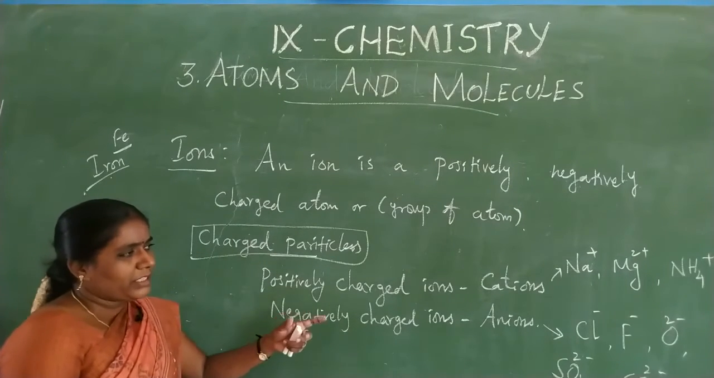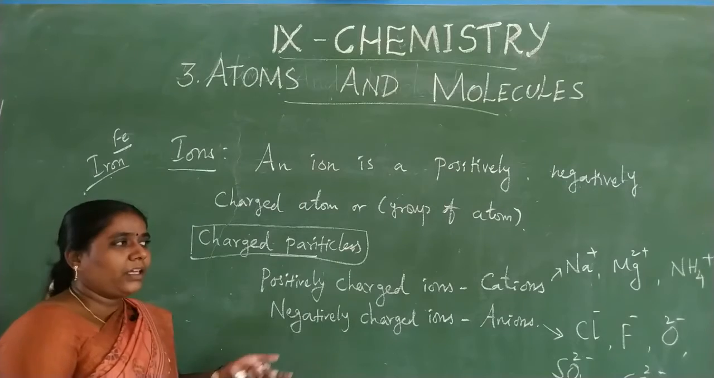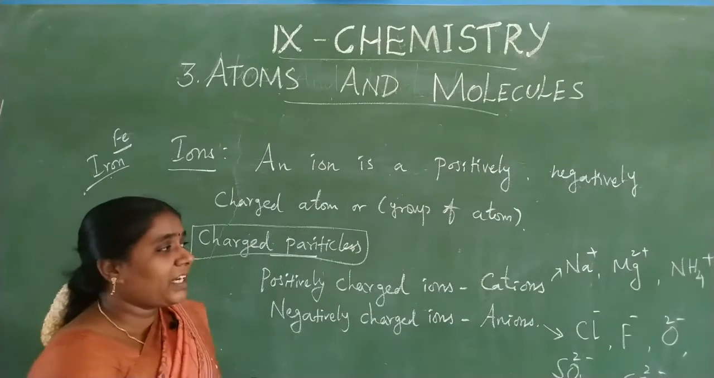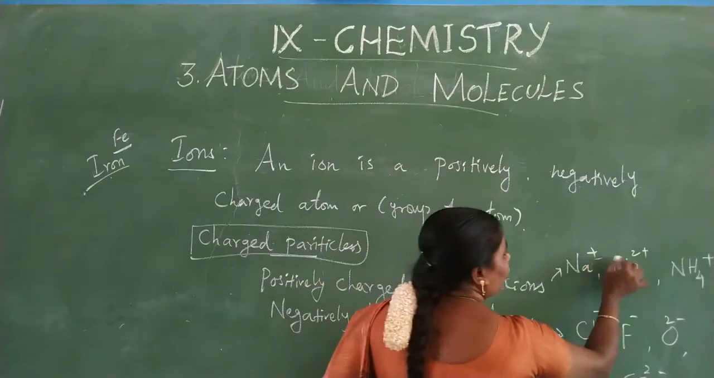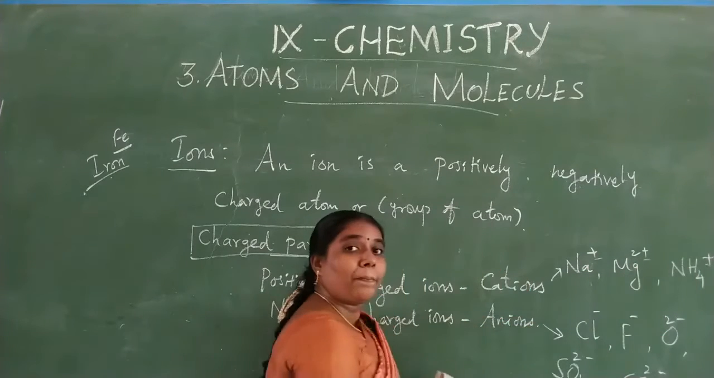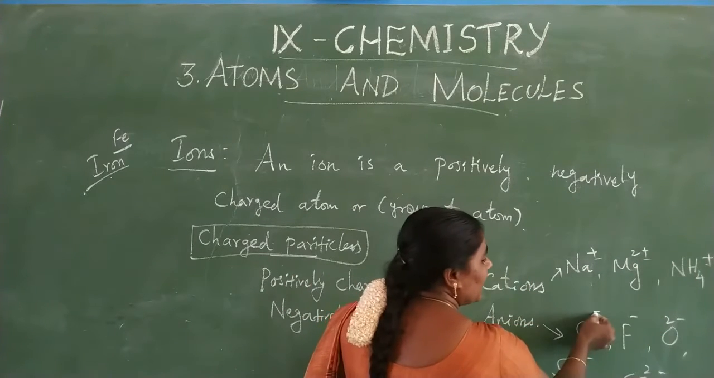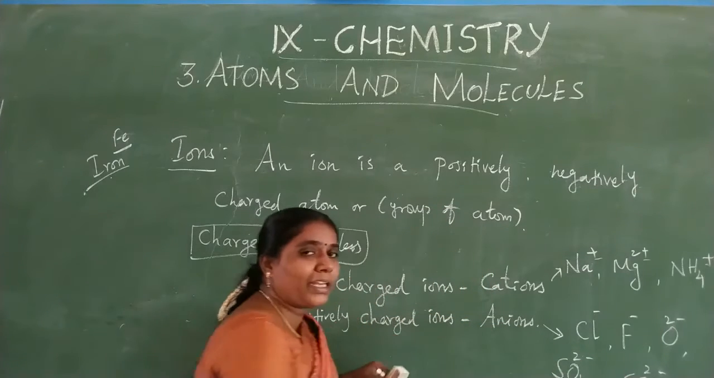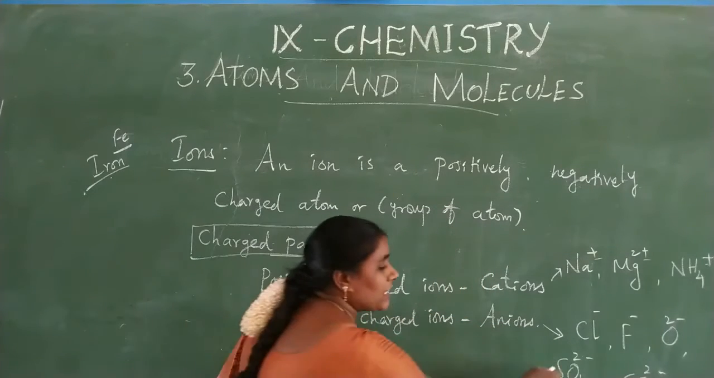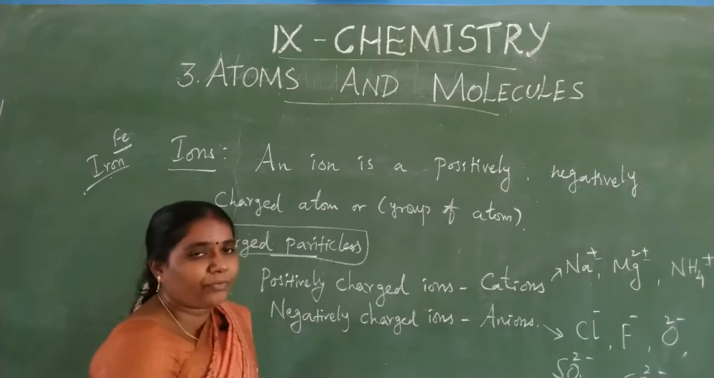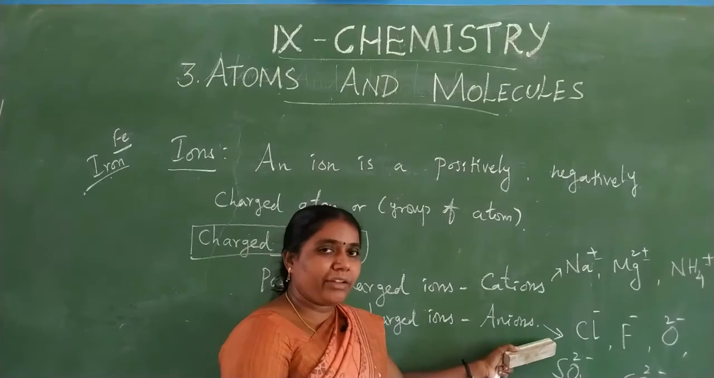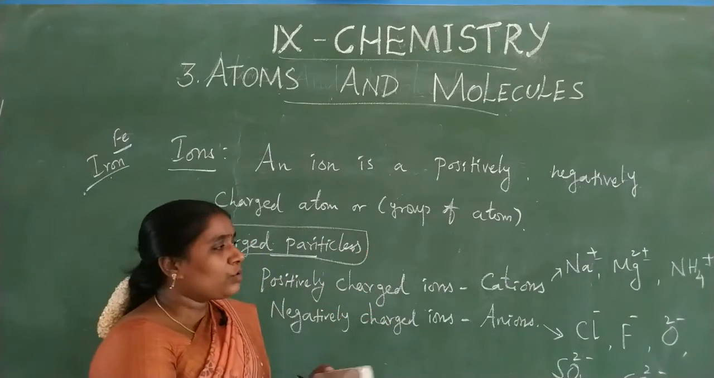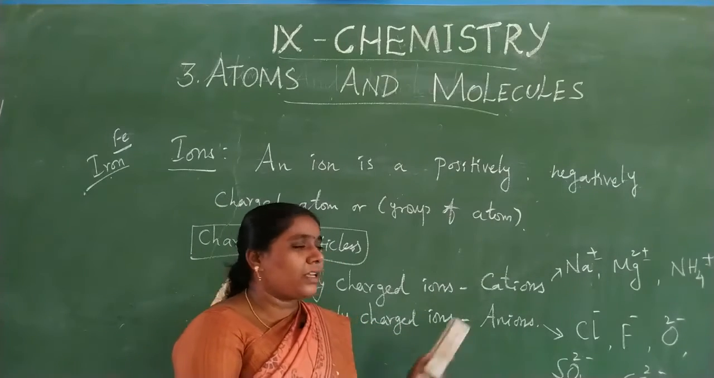Just now I told you Na+, Mg2+, NH4+. Do you know what these are? The plus indicates positive charge. Here we have Cl-, F-, O2-, SO4 2-, and CO3 2-. The minus indicates negative charge. So these indicate negatively charged ions and those indicate positively charged ions. We call these cations and these anions.